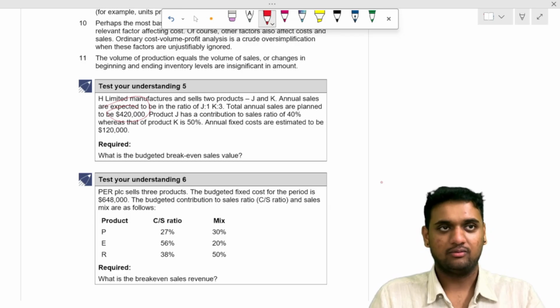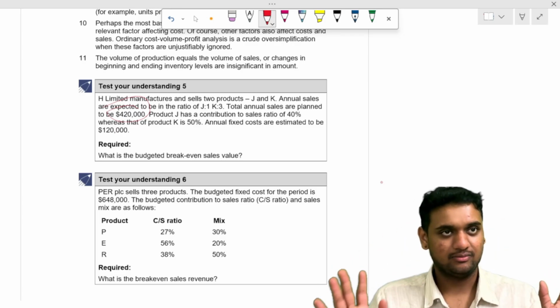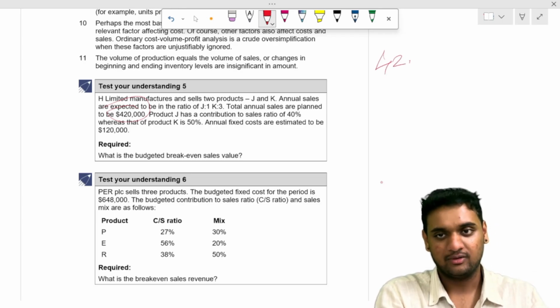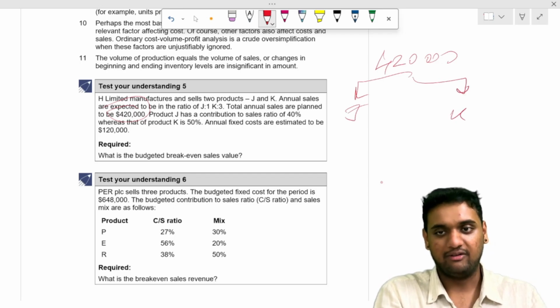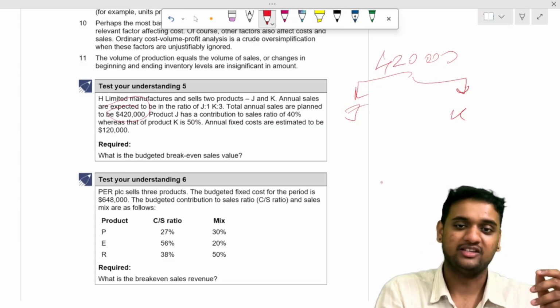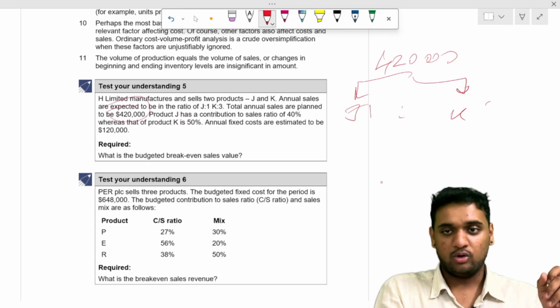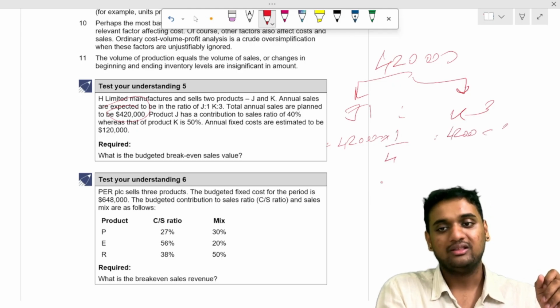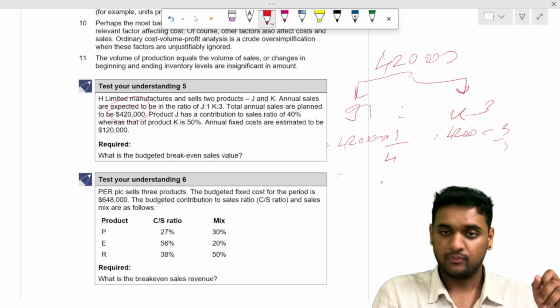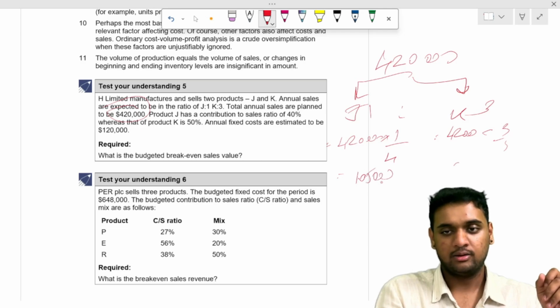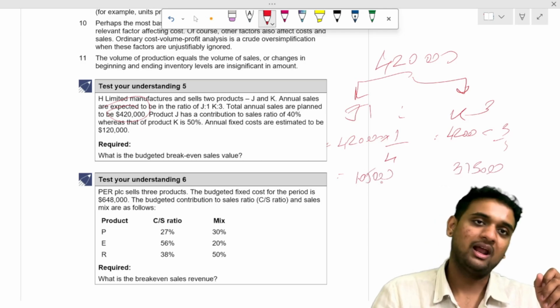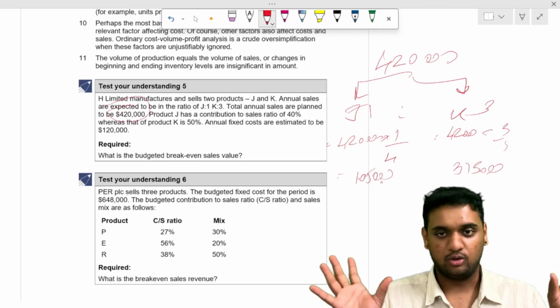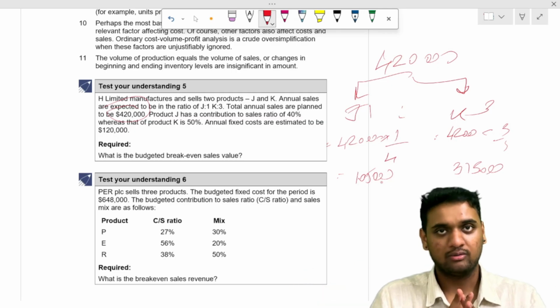To find total contribution, first we will find separate sales. 4,20,000 is total sales. That we will split between product J and product K. How will we split between J and K? 1:3. So for J it will be 4,20,000 into 1 divided by 1 plus 3, that is 4. For K, 4,20,000 into 3 by 4. What is the sale? 1,05,000 and 3,15,000. We have found the separate sales of J and K.